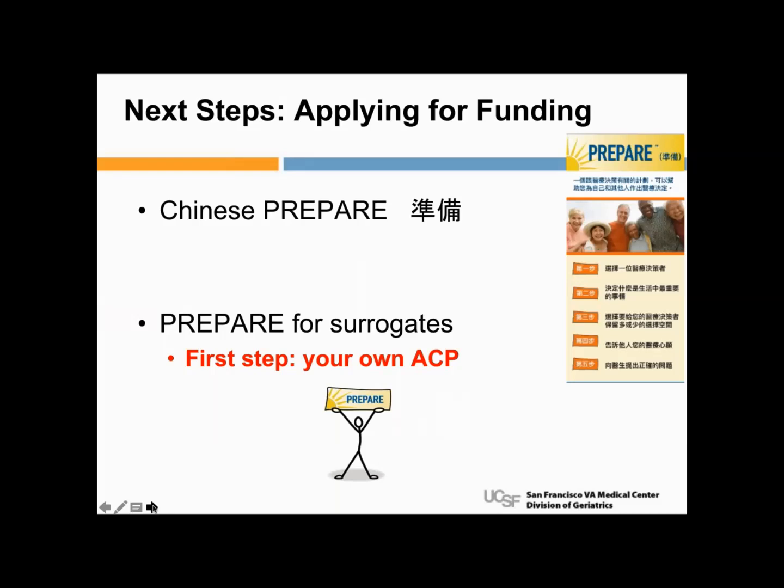Next steps for us, for people who are interested, we're applying for funding, and if anybody knows of any funders who might be interested in these things, you can let us know. We have some of our advanced directives in the pamphlet in Chinese, and we've started some preliminary things to change the text into Chinese, but we are looking for funding to update the entire website. And then we are looking to create modules specifically for surrogate decision makers and how to prepare surrogates.